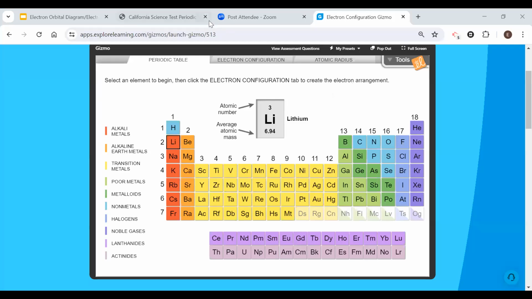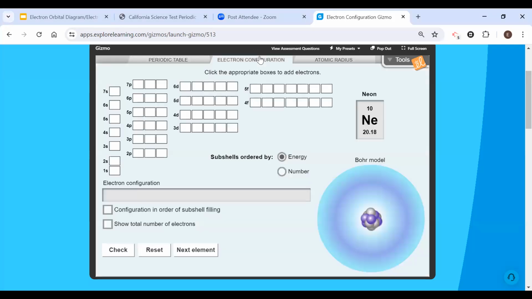Hopefully you got it right. Let's look at it together using this simulation. I told you to do neon and nitrogen. Let's start with neon. Neon is right here. So let's go here. This is the electron orbital diagram. We want to place the electrons in their orbitals. So what's the atomic number for neon? If you say 10, that's correct.